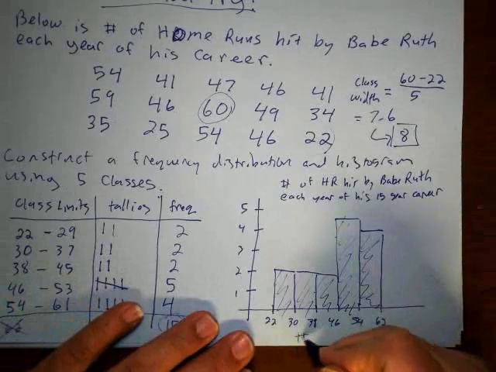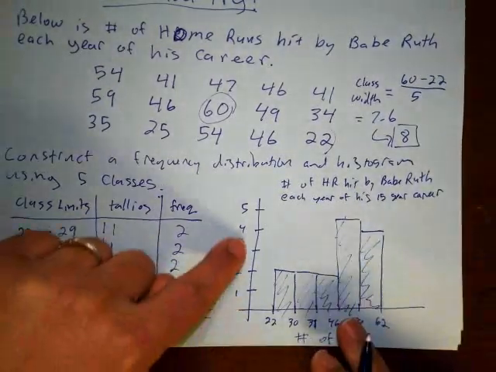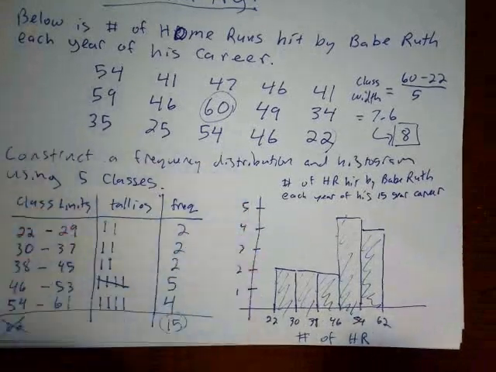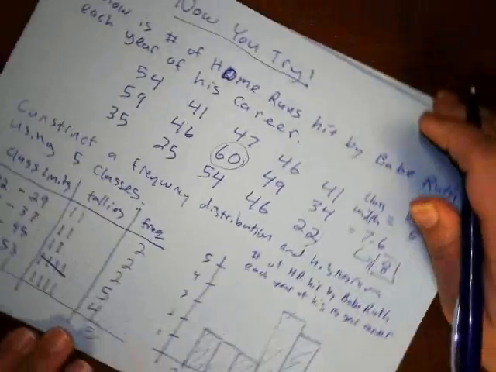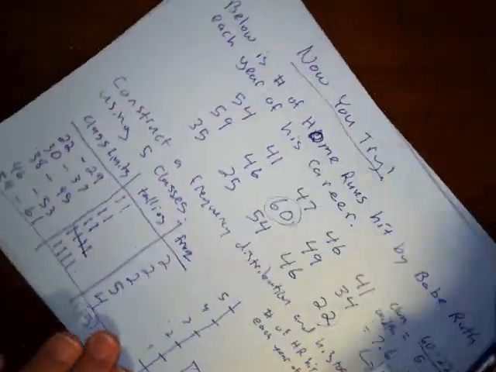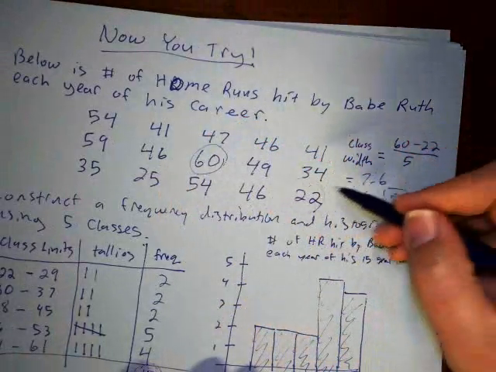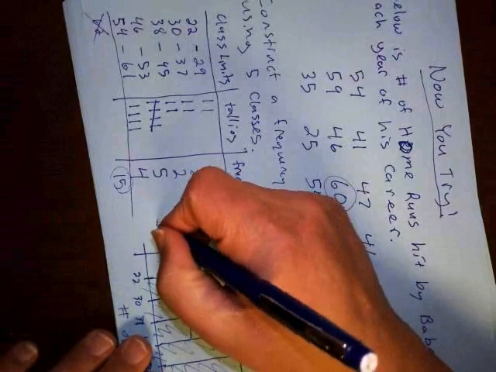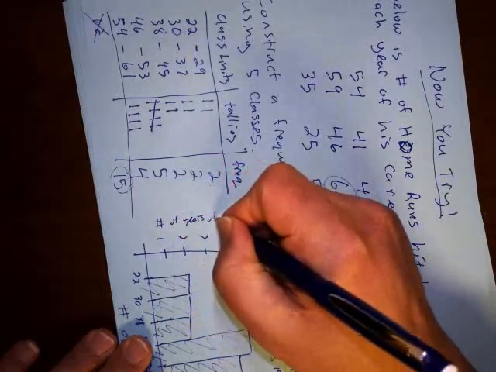So down here you would have number of home runs, and this is one thing that is really difficult here. How do you label this axis to make everything clear? And the way you would label that, what are the observations? These are years of his career. These are number of home runs hit each year of his career. So this axis would really be number of years of career.